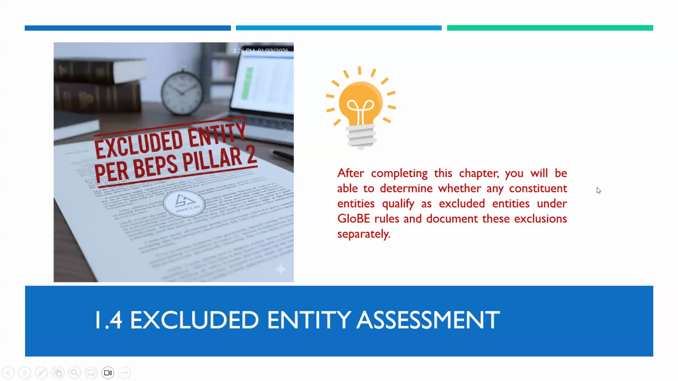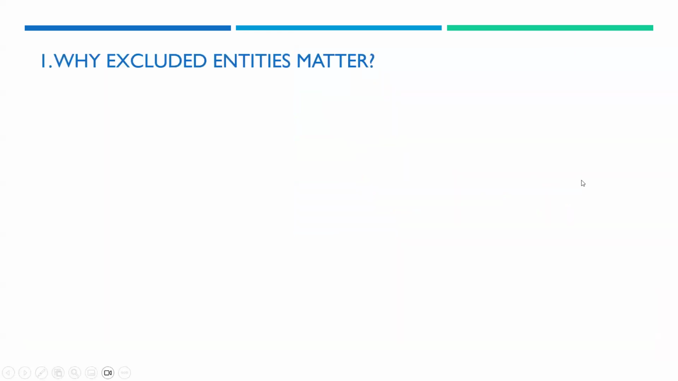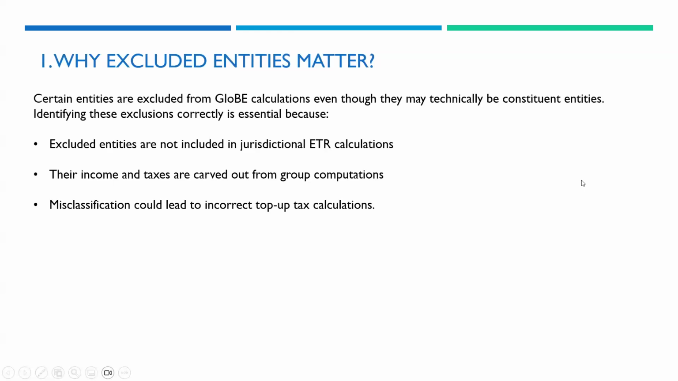Okay. So why excluded entities matter? Certain entities are excluded from GloBE calculations altogether. So if it is a constituent entity, it will not be taken in. These excluded entities are not included in the jurisdictional ETR calculations. Their income and taxes are carved out from the group computations. And what is very important is if we misclassify an entity as an excluded entity, then it could lead to incorrect top-up tax calculations also.